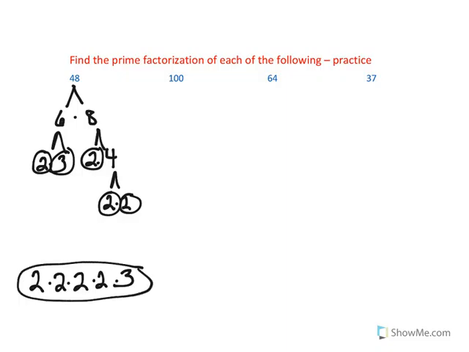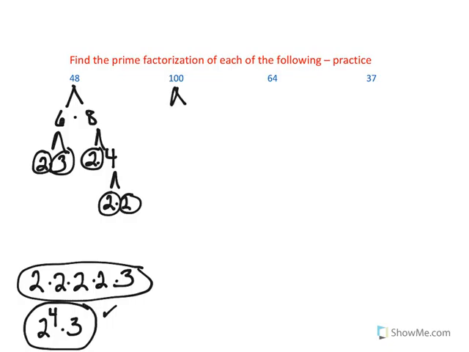And let's check that. 2 times 2 is 4 times 2 is 8 times 2 is 16, and 16 times 3. Or I could go 2 times 2 is 4 times 2 is 8 times 6 is 48. Either way, it does check. And if I wanted to write this in exponential notation, I have 4 factors of 2 times 3.